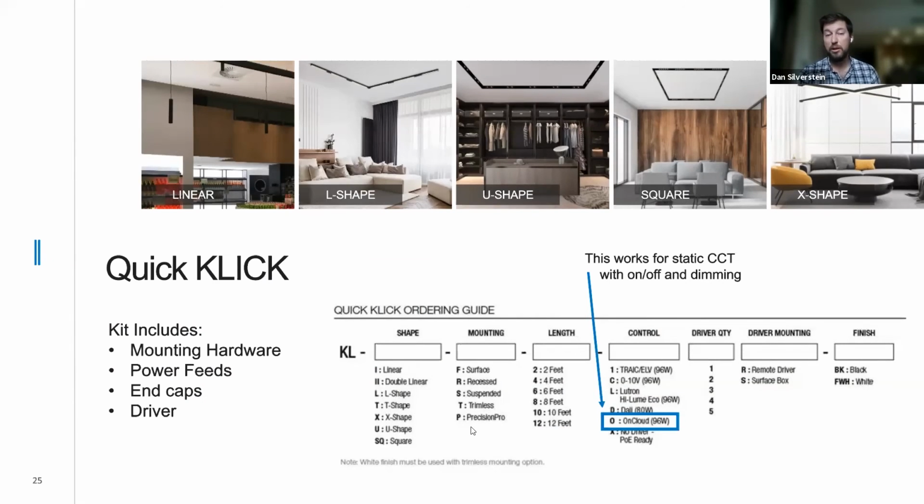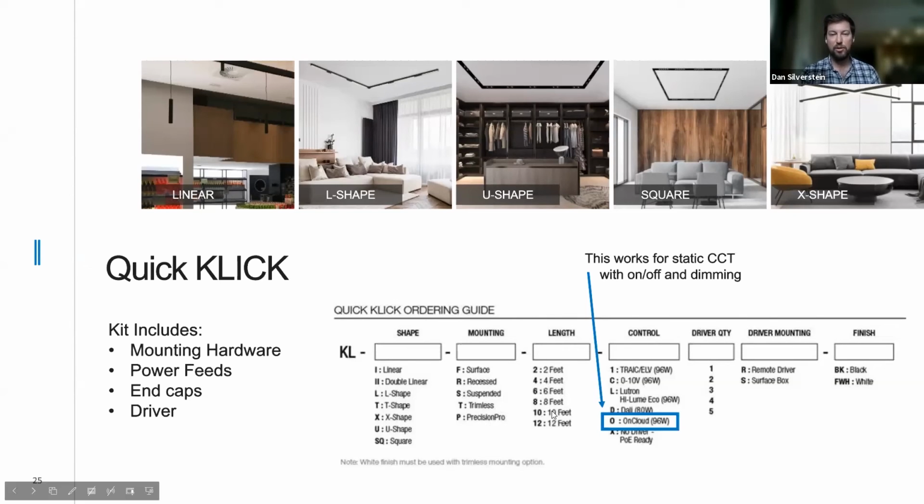How are we going to mount this thing? So we make sure we get you the right hardware. Surface, recess, suspended, trimless, Precision Pro. If you don't know what Precision Pro is, it's awesome. Reach out to your regional sales manager. They would be more than happy to explain it, or check out some of our other videos on Precision Pro. But basically, it is the best way of doing trimless in the entire world, as far as I'm concerned.